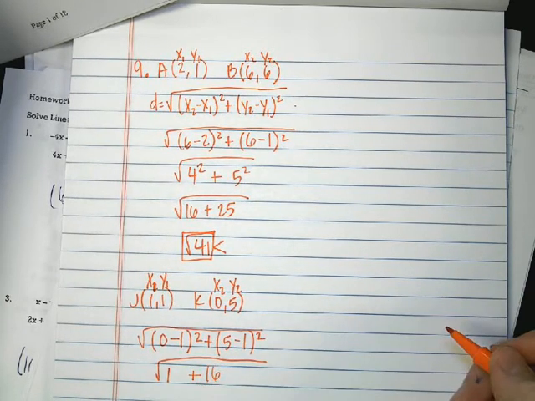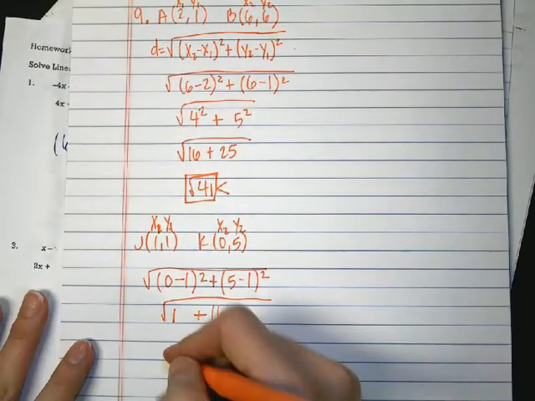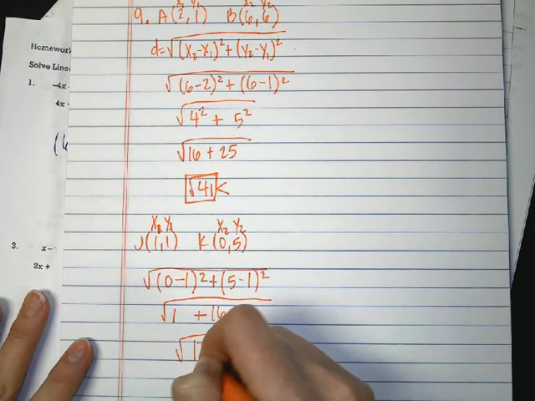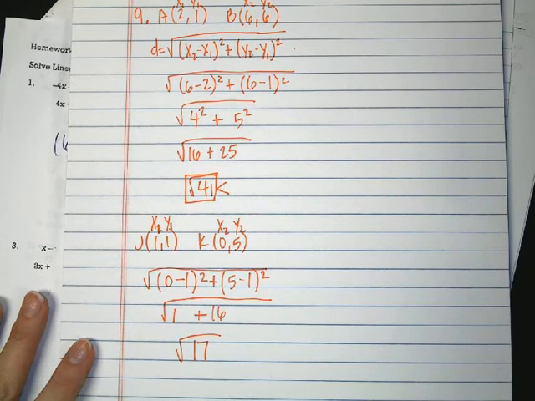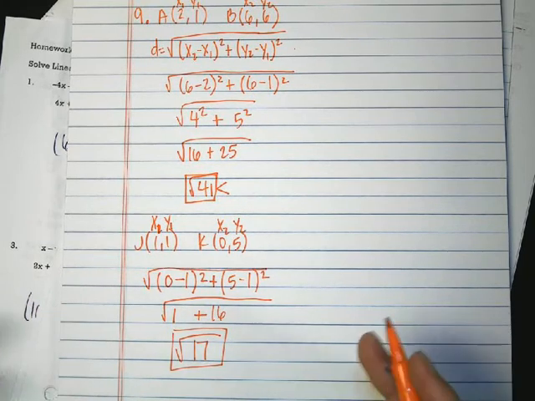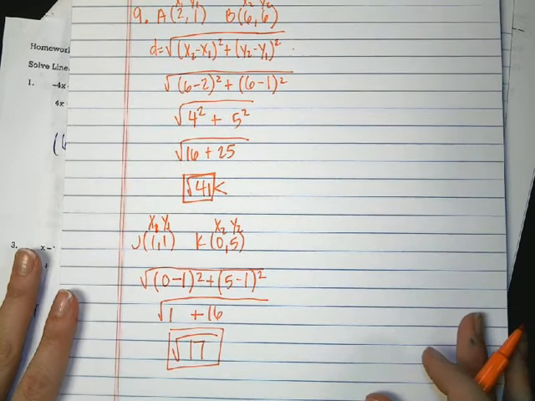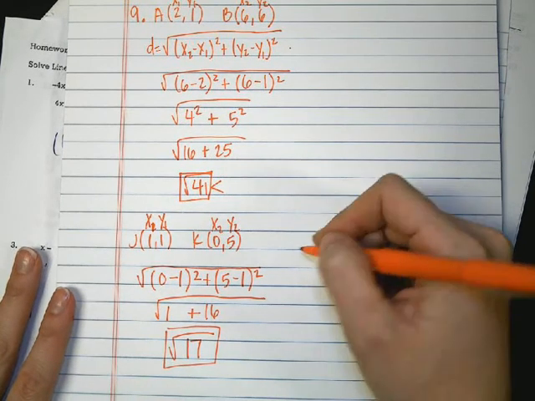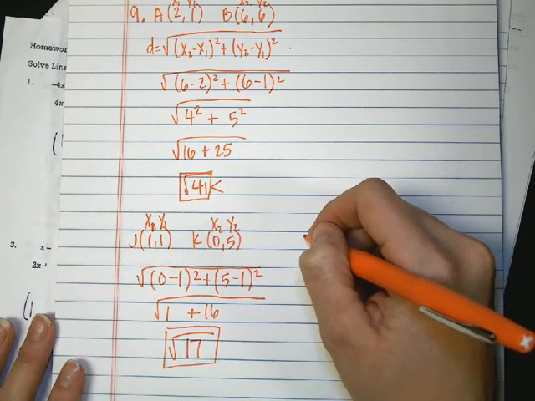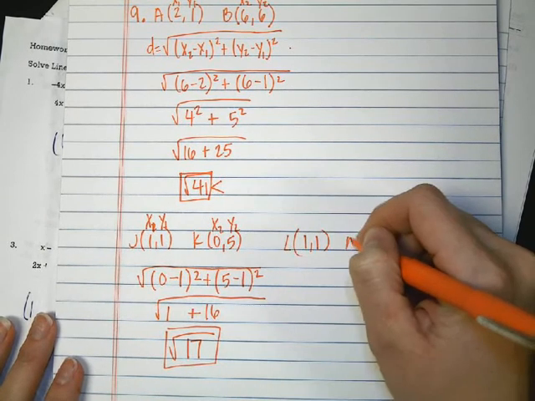But the problem didn't just ask for the length of JK, it asked to see whether or not it was congruent to LM. Point L is at (1, 1), and point M is at (-3, 2). So I have to use the distance formula to find the distance between those 2 points. Same kind of thing. Label your points X1, Y1, X2, Y2, and plug it into your formula.